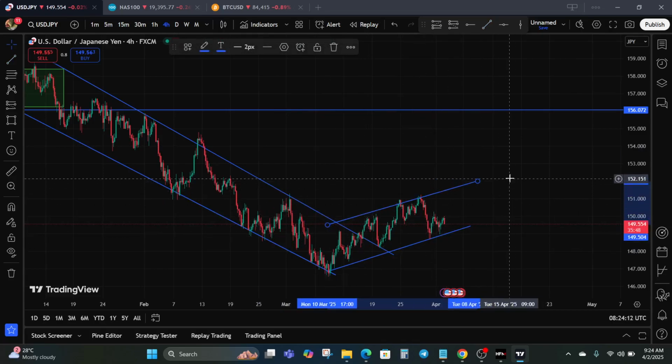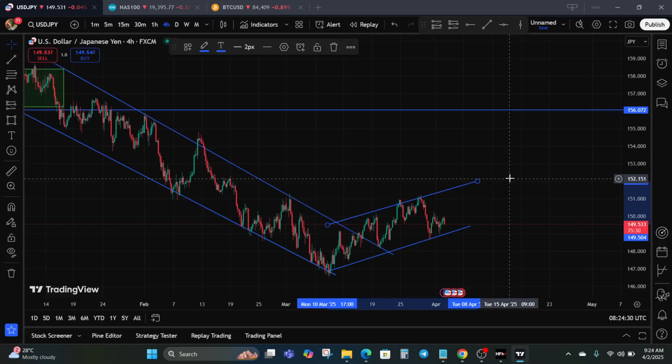So the question is, how do you know if a trend is actually reversing or just taking a short break? That's where trend reversal indicators come in. So now let's just quickly go over the top 3 indicators that traders use to spot market reversals with accuracy.